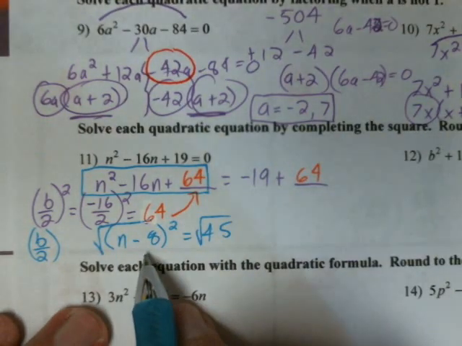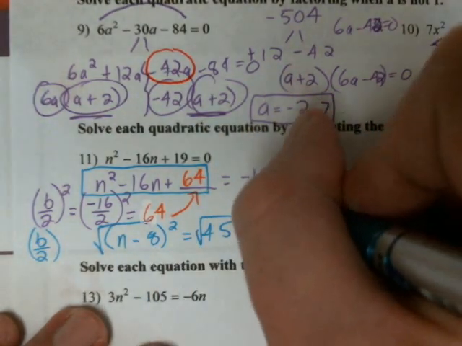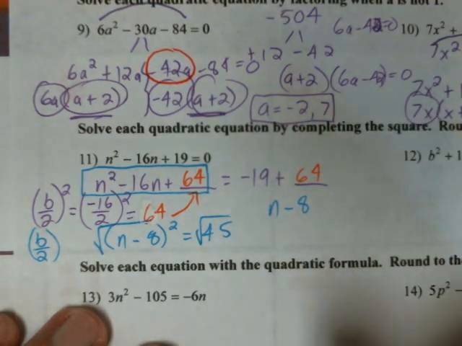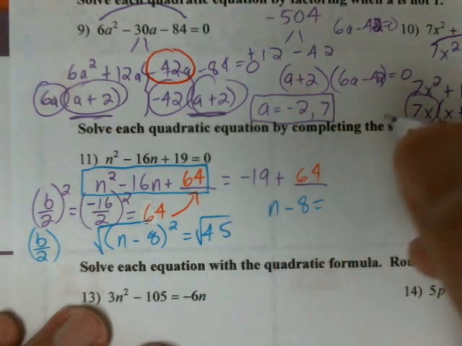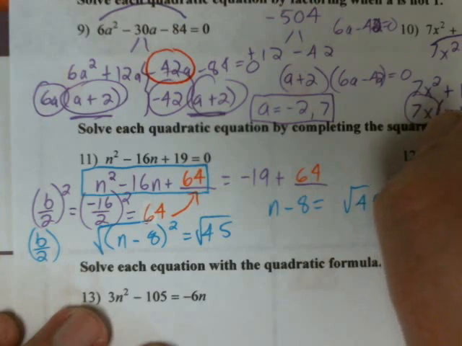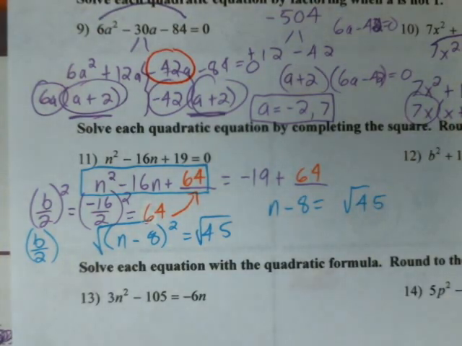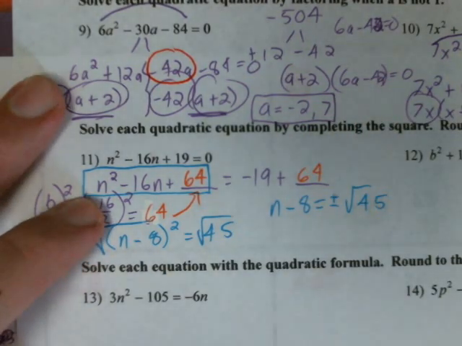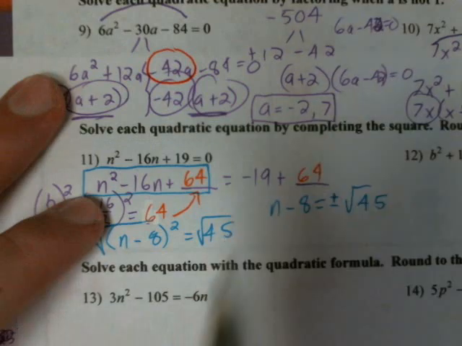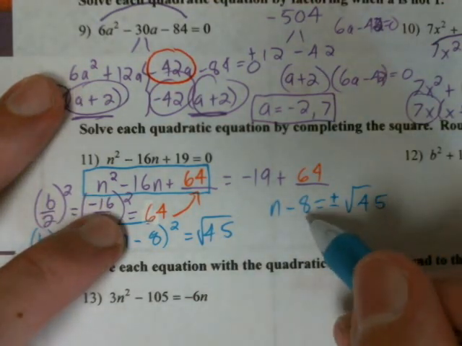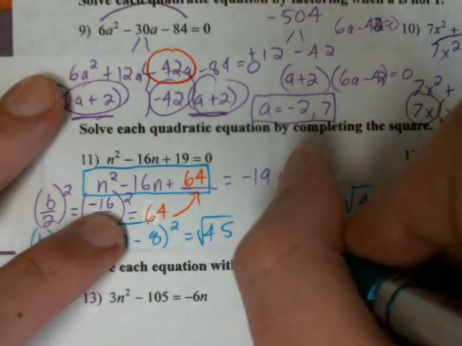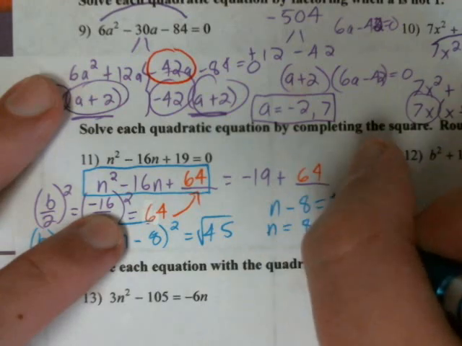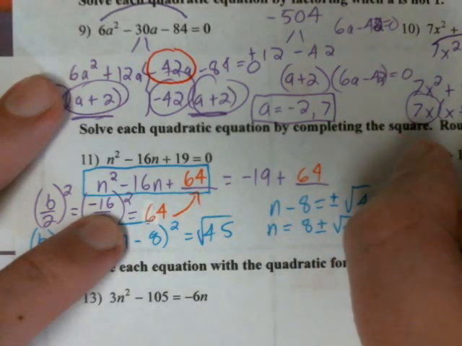When I take the square root of n minus 8 squared, I get n minus 8. Now, when I take the square root of 45, I get the square root of 45? Nope, you do not get the square root of 45. You get plus or minus the square root of 45. You cannot forget that, guys. Now, to solve this, I'm going to move the 8 to the other side. So my answer is n equals positive 8 plus or minus the square root of 45.